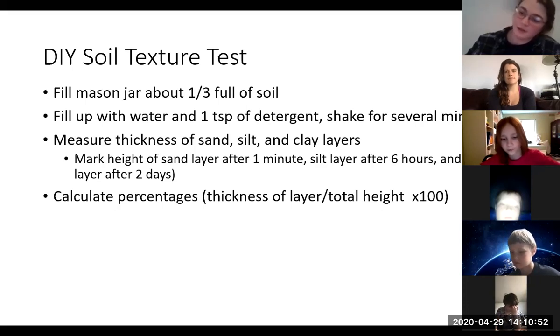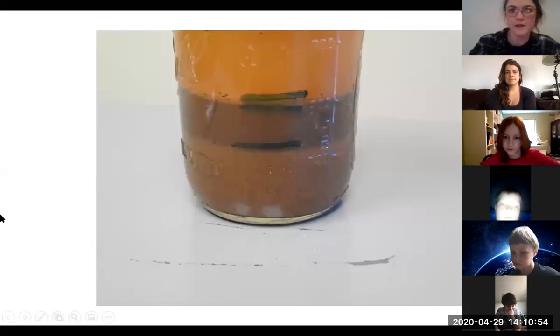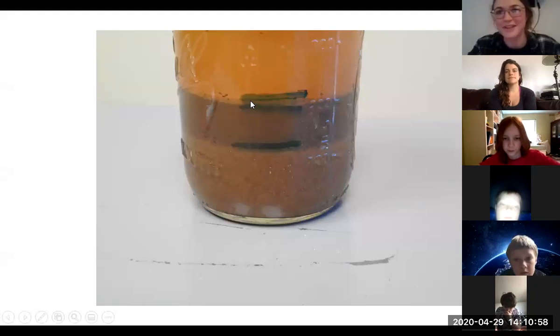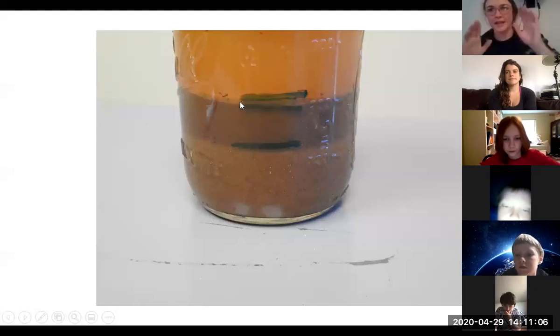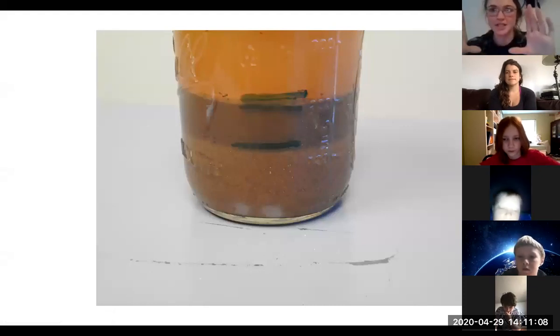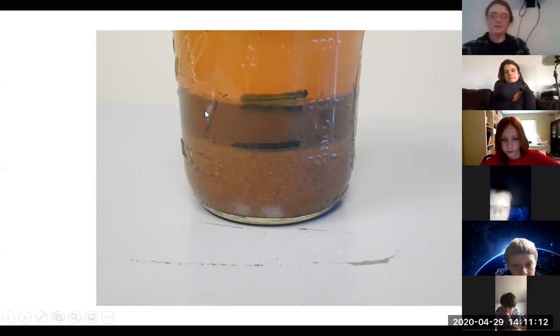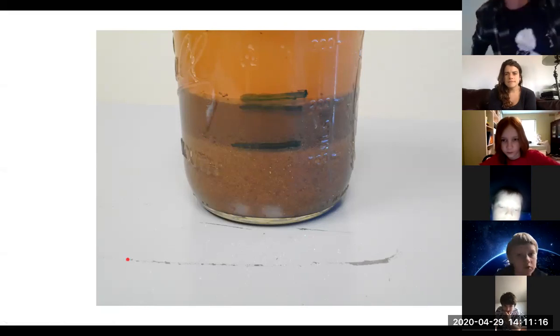But after that, you will see these layers. I just found this picture on the internet. You'll see these layers of the sand, the silt, and the clay. And how we calculate the percentage of each sand, silt, and clay is we take the whole... I'll be right back. Let me get my stylus for my computer.